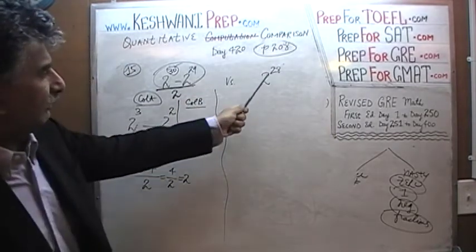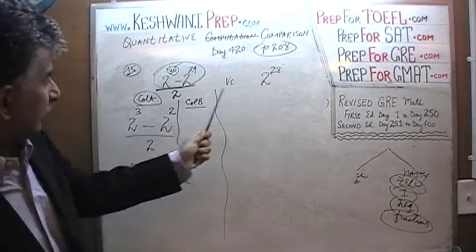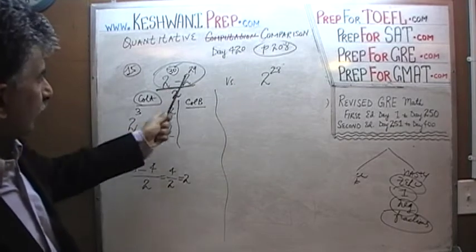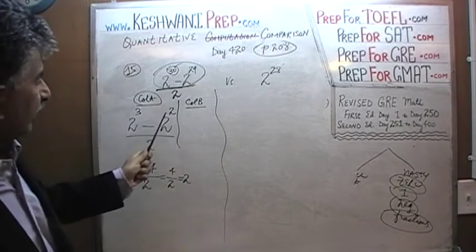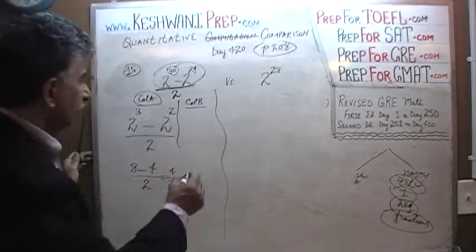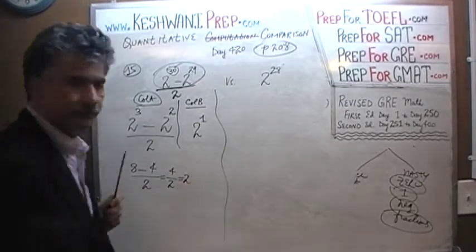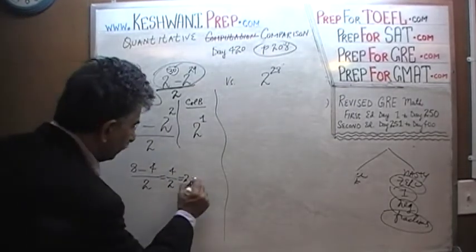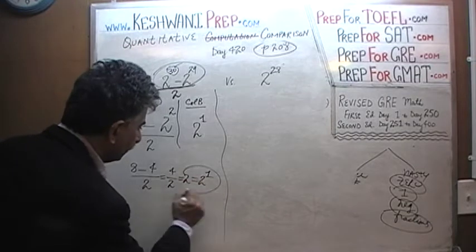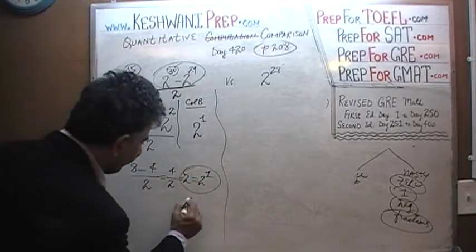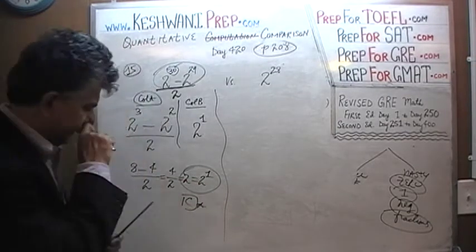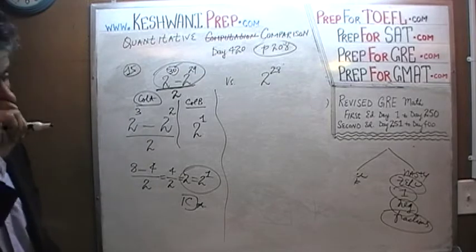In column B, we are supposed to have 2 raised to 28. But remember, we subtracted 27 from the exponents. 30 became 3, 29 became 2, and therefore 28 will become 1. 2 raised to 1 is just 2. The answer is C. These two columns are equal.